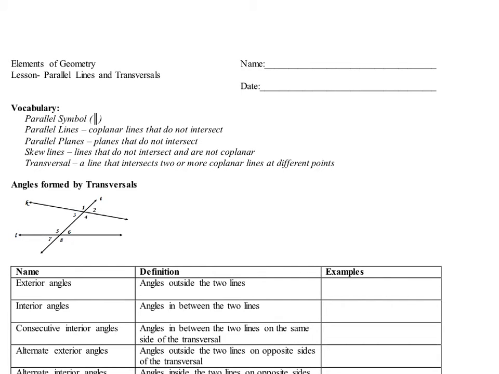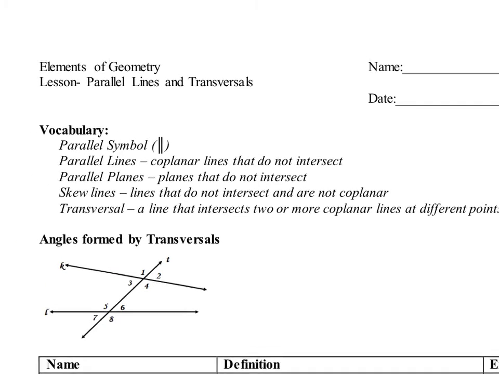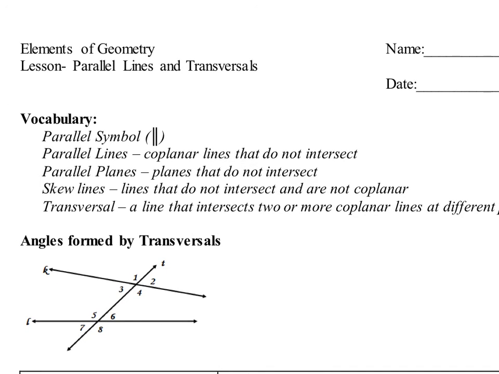Excellent. So, the parallel symbol: two parallel lines. That's the symbol. Just try not to make them look like an 11, and you're fine. Most people put them on a little bit of a slant, but anything that looks like that is going to be okay.